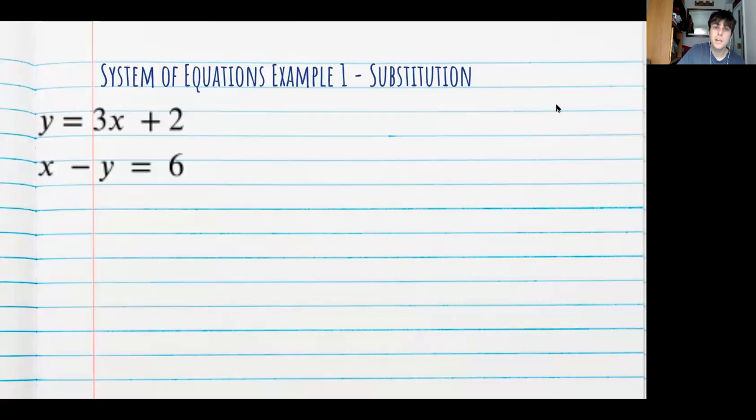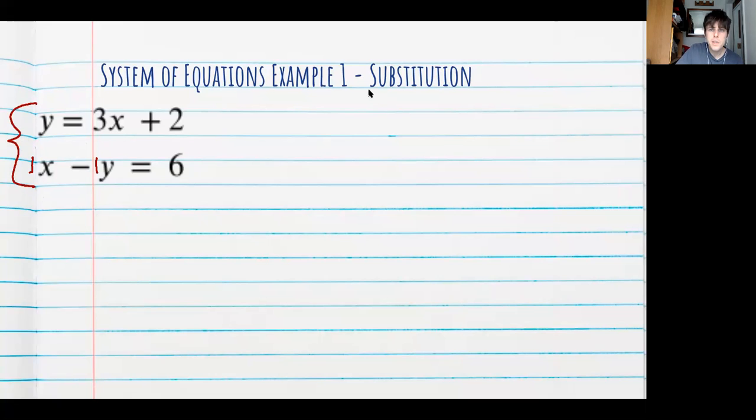Here's an example of a system of equations. We have our first equation, y equals 3x plus 2, and x minus y equals 6. Remember, these do have coefficients of 1 there that may be useful for us. So here's our system. Sometimes I write these little brackets around them just to show that these go together. We're talking about a system of equations, or you may see that. It's not necessary, though.